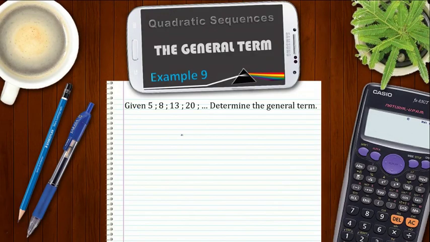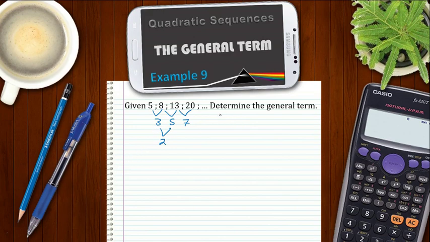Example 9 says we're given the sequence, determine the general term. Now over here we saw this was the same one as previously. We can see that from 5 to 8 we saw was 3, and then from 8 to 13 was 5, and then we have from 13 to 20 is 7. So the second difference was 2.